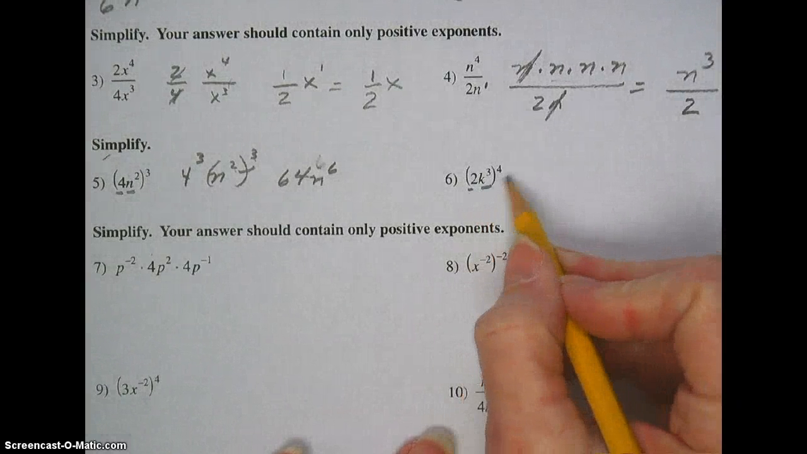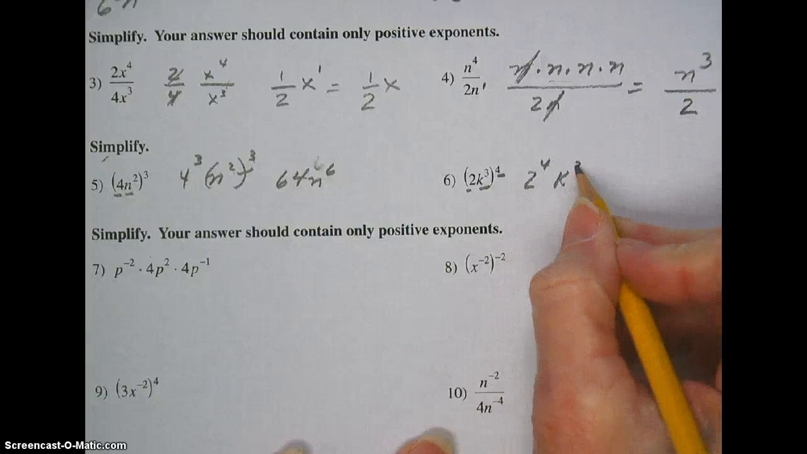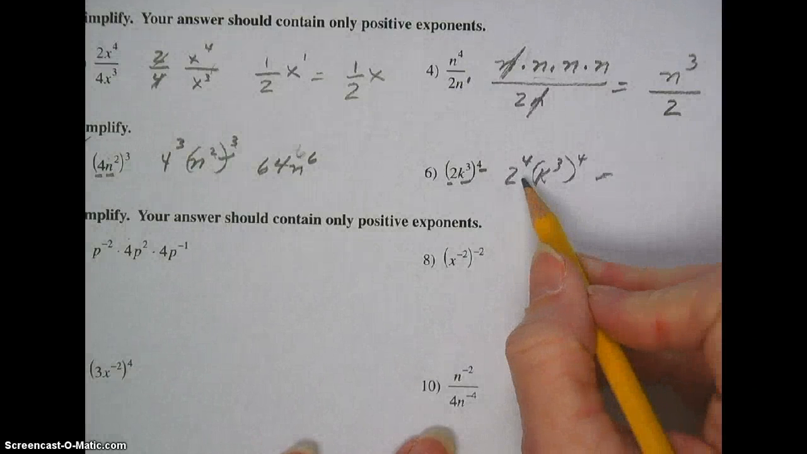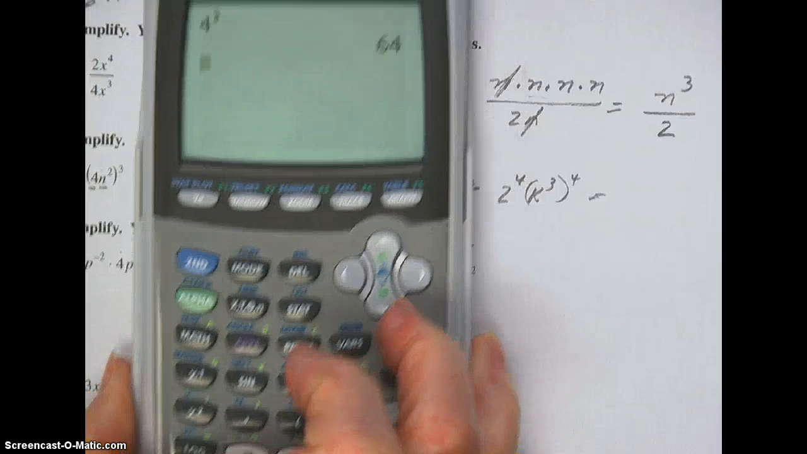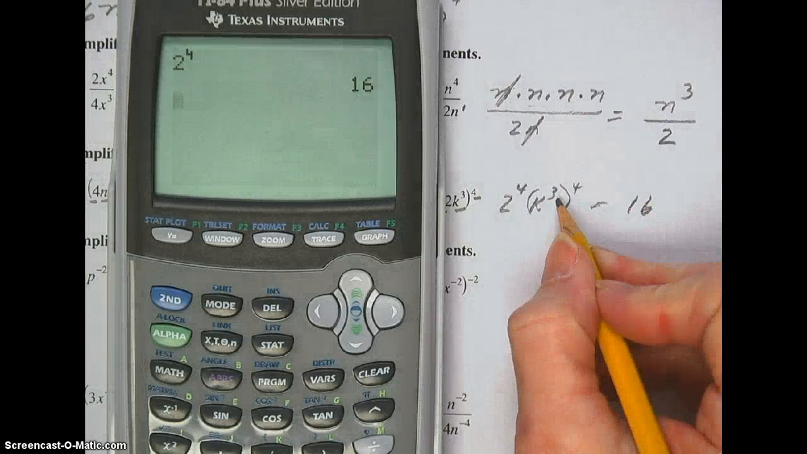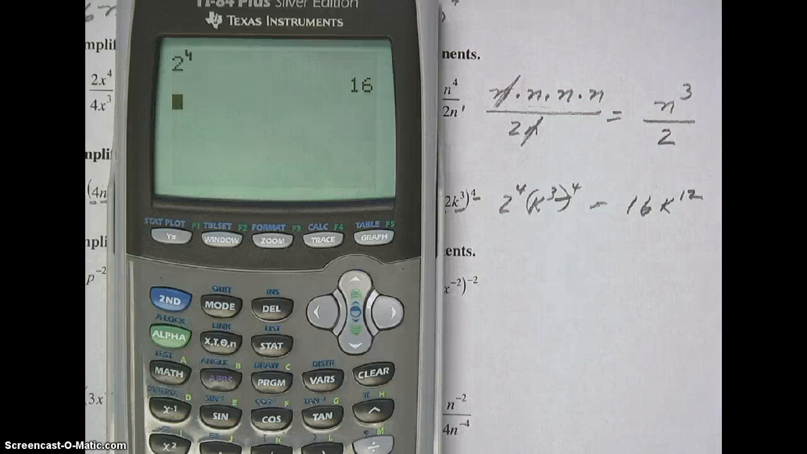Here we have two things raised to the fourth power, so we take 2 to the fourth and k cubed to the fourth. Again, 2 to the fourth is 2 times 2 times 2 times 2, if you don't know that. Using your calculator, 2 raised to the fourth power, that'll give you a 16. Power to power, we multiply the powers.